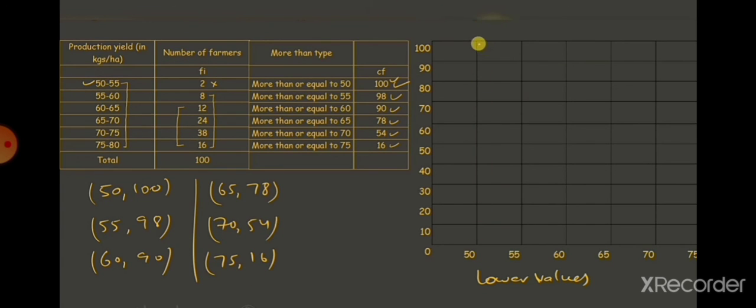Now draw the lower values. So 50 comma 100 is the first point. Next one is 55 comma 98, like that all the points you can draw. Then you plot all. Then the more than curve will go from up to down. This is called the more than type OGIVE. Because more than means it will come from up to down, and less than means it will go from down to up. The curve will be like this.